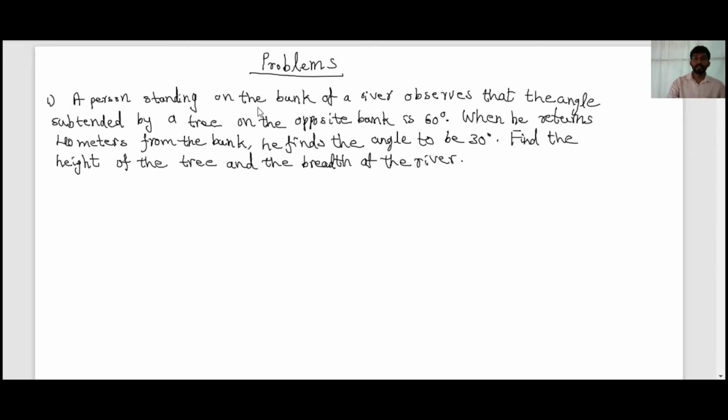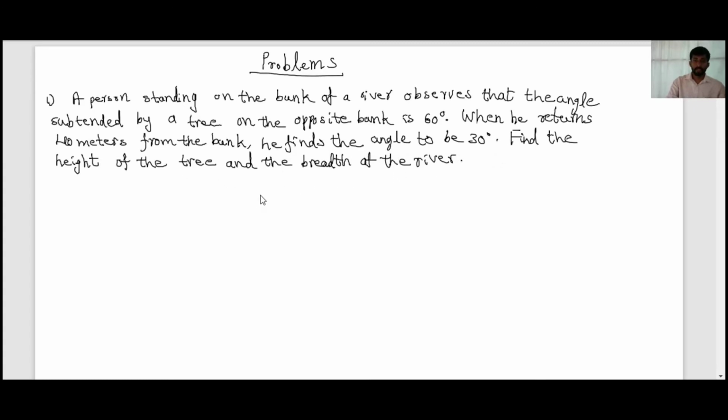A person standing on the bank of a river observes that the angle subtended by the tree on the opposite bank is 60 degrees. When he returns 40 meters from the bank, he finds the angle to be 30 degrees. Question is, find the height of the tree and the breadth of the river.